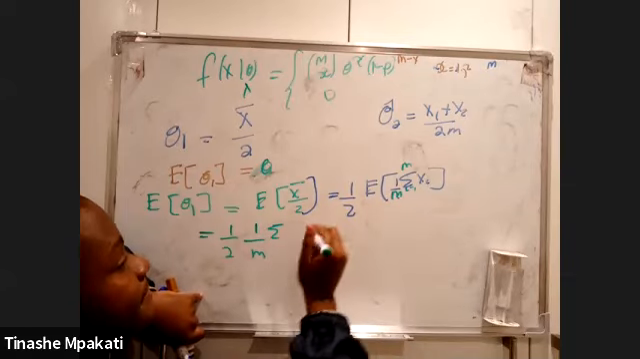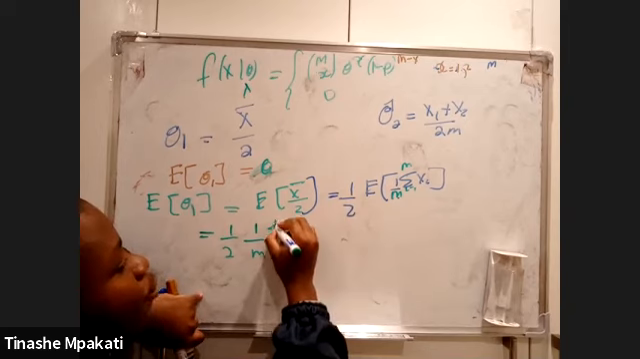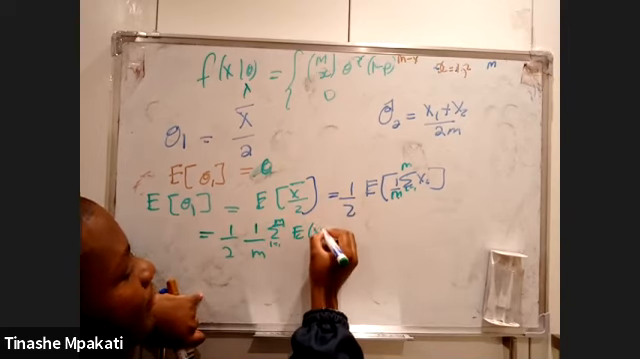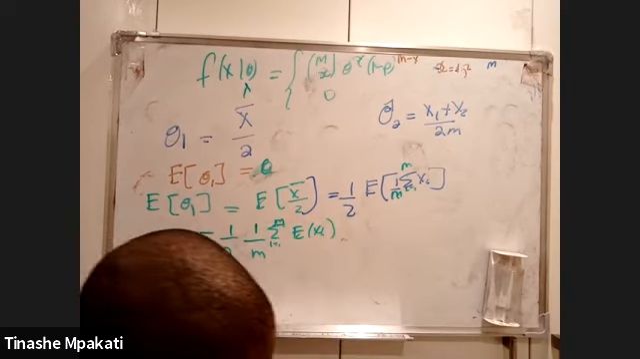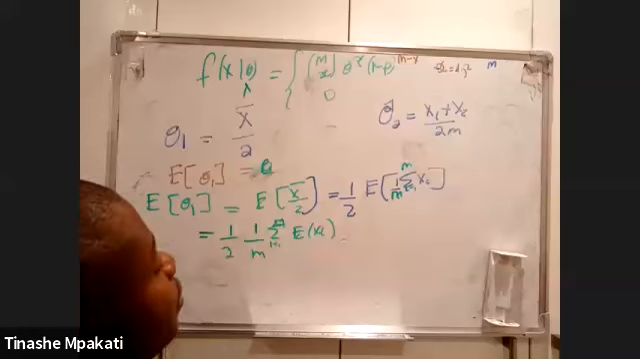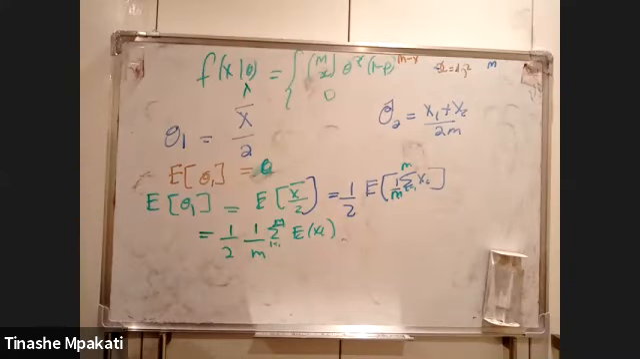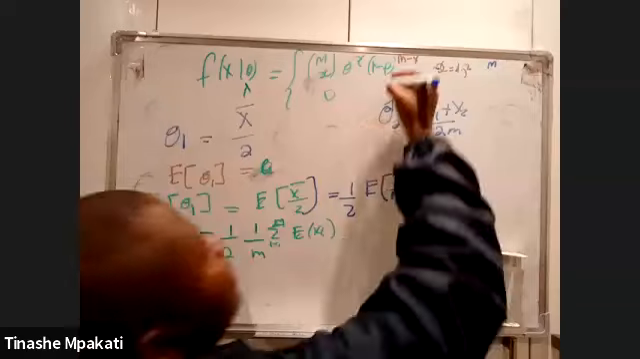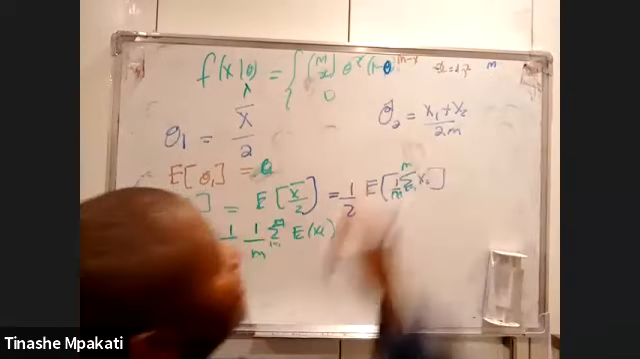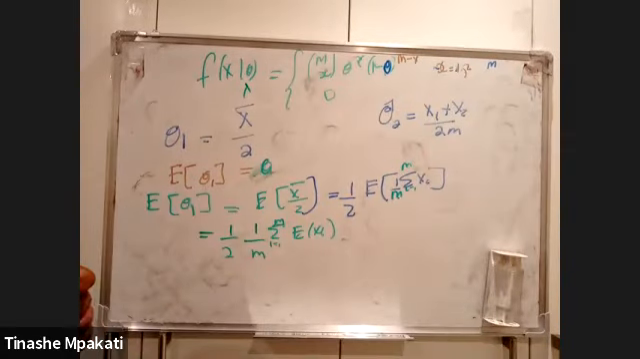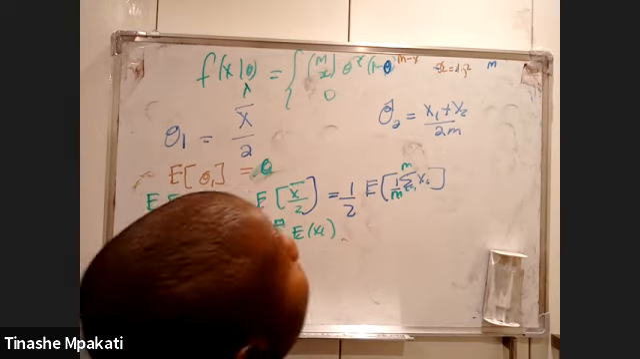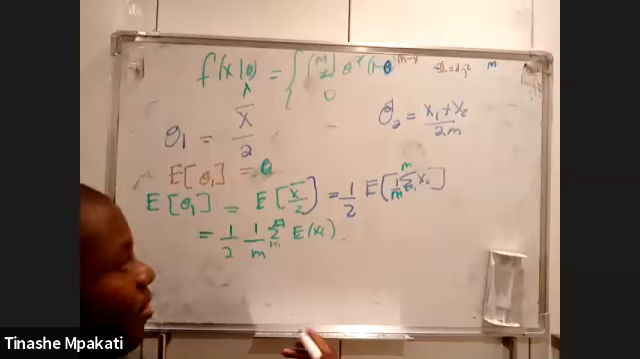My summation from i to m of the expectation of x. And we know that our x is the binomial distribution, which means its mean is just equal to what? np, but in this case, that's m theta. So my expectation of x is just going to be m theta, right? Because that's a binomial distribution.